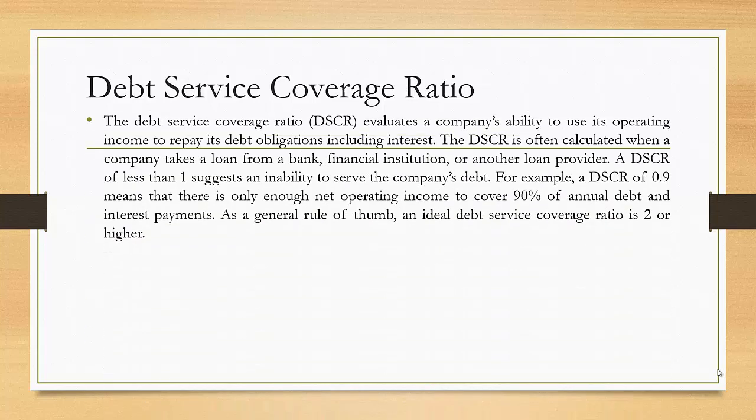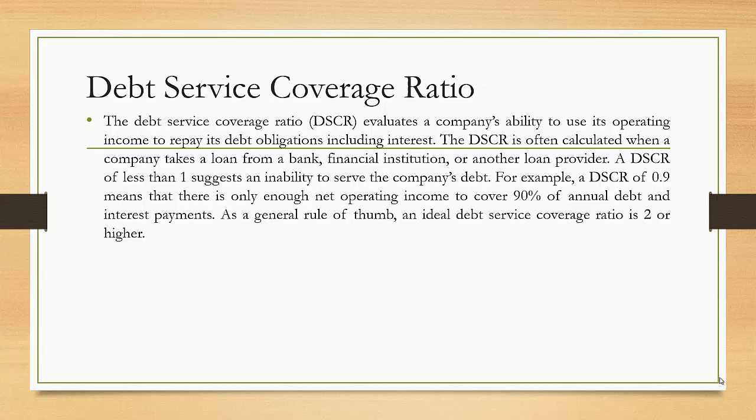The next ratio is debt service coverage ratio. The debt service coverage ratio, or in short DSCR, evaluates a company's ability to use its operating income to repay its debt obligations, including interest. The debt service coverage ratio is often calculated when a company takes a loan from a bank, financial institution, or another loan provider. A debt service coverage ratio of less than 1 suggests an inability to service the company's debt.